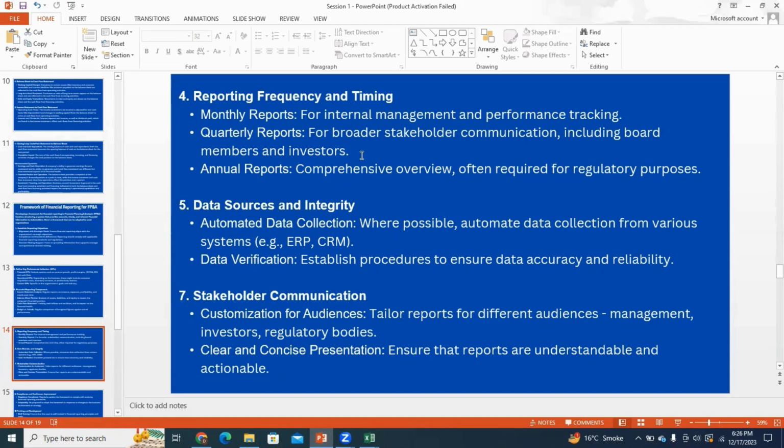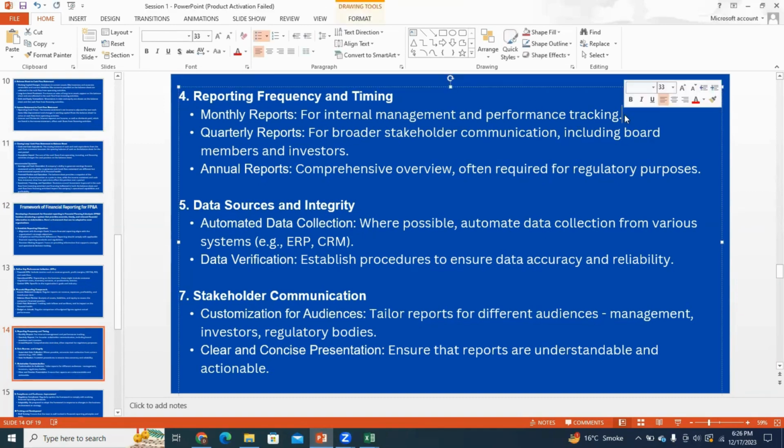Quarterly reports and annual reports are available, but monthly reports are not available. These monthly reports are only available to the management, for performance tracking. These are used for internal audit processes.